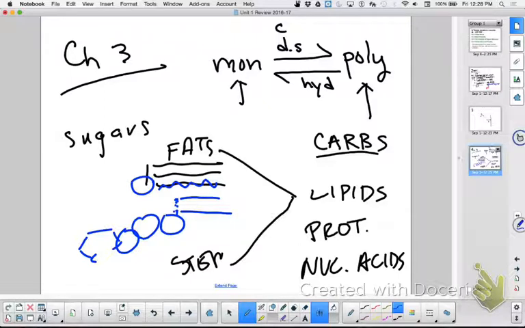Central carbon, go up. Amino. R group. How many different R groups are there? 20. So there's 20 different amino acids.